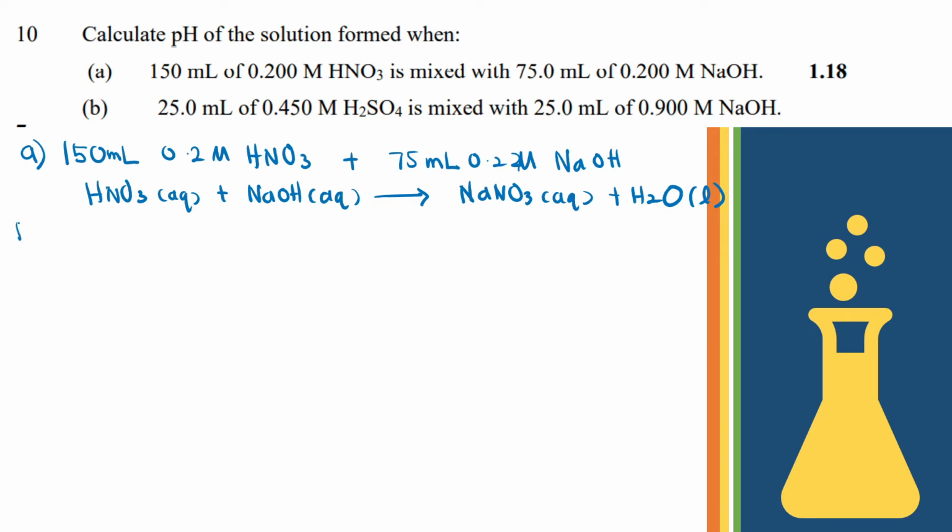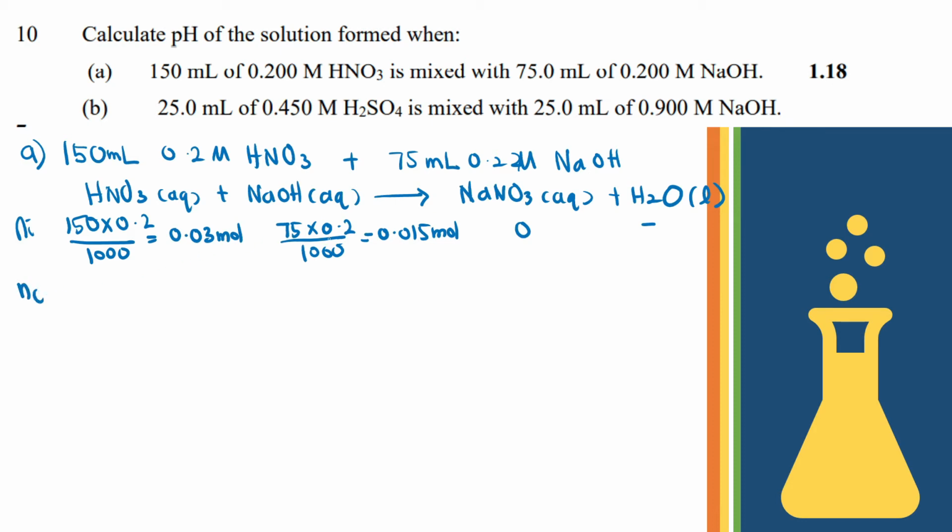We can calculate the initial number of moles. Initial moles of HNO3 is 150 times 0.2 over 1000, so we get 0.03 mole. For NaOH, 75 times 0.2 divided by 1000, so we get 0.015 mole. The products are 0 initially.